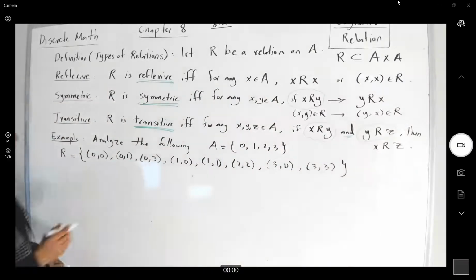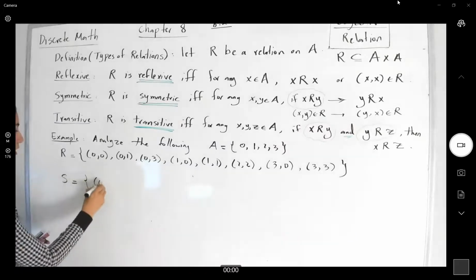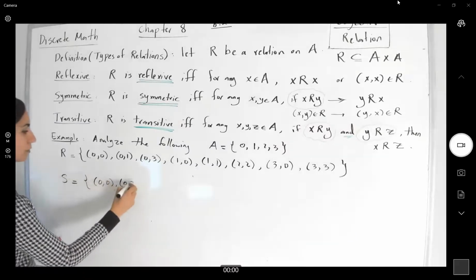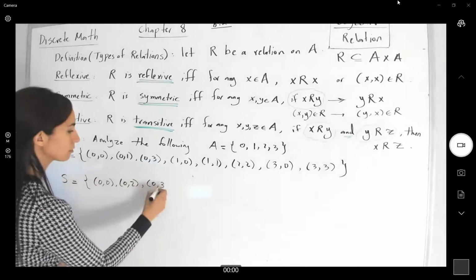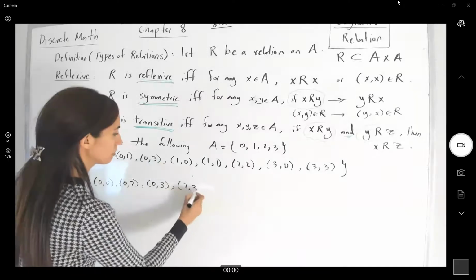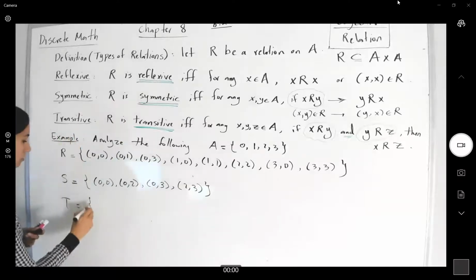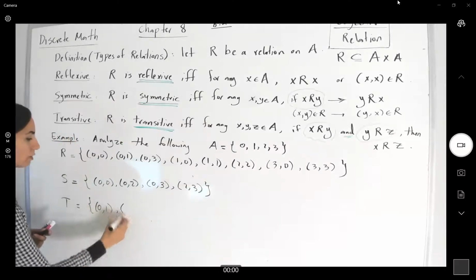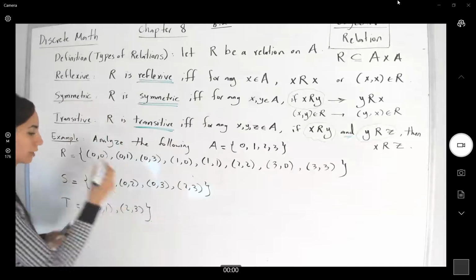The second relation is S, which is defined as the collection of (0,0), (0,2), well, (0,3), okay, and (2,3). Now check the last relation T, which includes 2 points, (0,1), also (2,3).